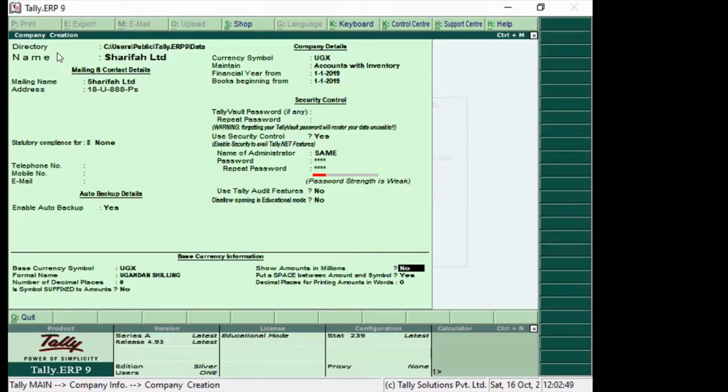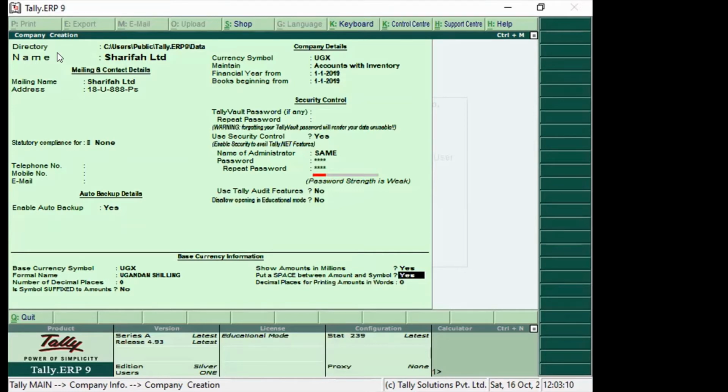We enter. Show amounts in millions. Here we allow, we say yes. Tally is an Indian system, and in India, they use rupees. Rupees, they use after 2 zeros, they separate. So when we say yes, it means it will separate after 3 zeros. So we leave it at yes.